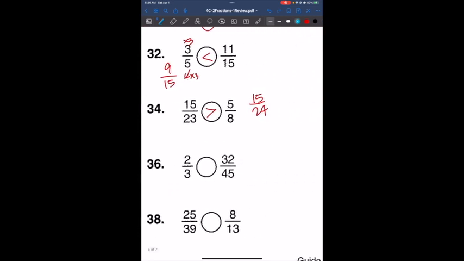For 36, we can set up the denominator as 45, so we multiplied 15. We're also going to multiply 15 to the numerator, and we get 30. 32 is still greater.